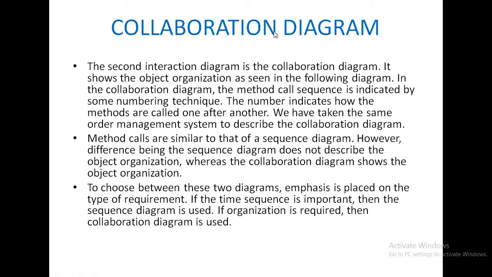Next is the collaboration diagram. The second interaction diagram is the collaboration diagram. It shows the object organization as seen in the following diagram. In the collaboration diagram, the method call sequence is indicated by numbering. The number indicates how the methods are called one after another. We have taken the same order management system to describe the collaboration diagram.